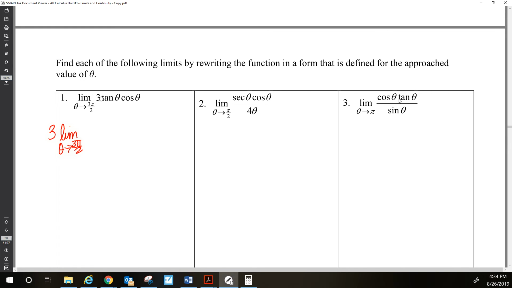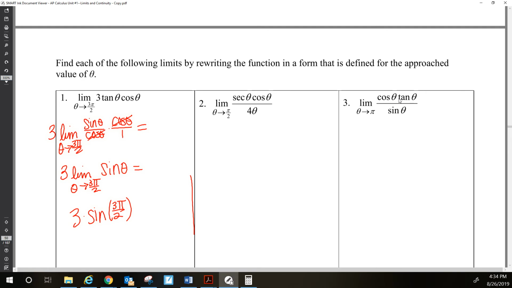So remember that with the limit of a number, you can pull that number out in front of the limit because the limit of the number is just that number. So we can pull that out of the mix. Tangent theta is sine theta over cosine theta times cosine theta, which is just cosine theta over 1. Here we go. Cosine thetas go away. So I really have 3 times the limit as theta goes to 3 pi over 2 of sine theta. And that's going to be 3 times sine of 3 pi over 2.